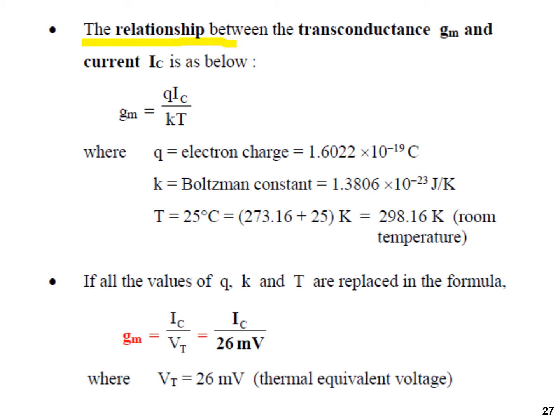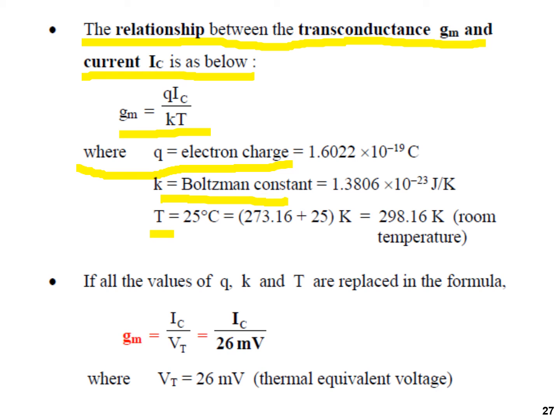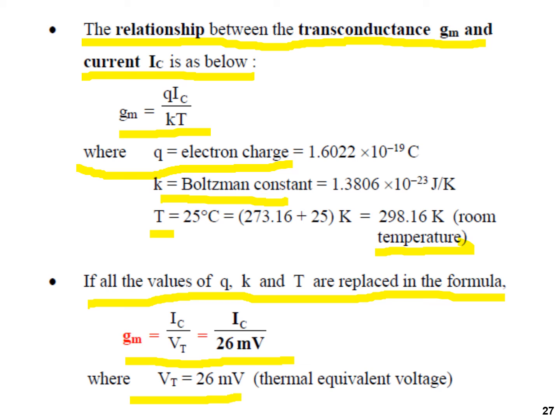The relationship between the transconductance gm and current IC is as below. gm equals qIC divided by kT, where q equals the electron charge, k equals the Boltzmann constant, and T equals room temperature, that is 298.16 K. If all the values of q, k and T are replaced in the formula, you can get gm equals IC over VT, equals IC over 26 millivolt, where VT equals 26 millivolt, which is the thermal equivalent voltage. The unit of gm is Siemens.